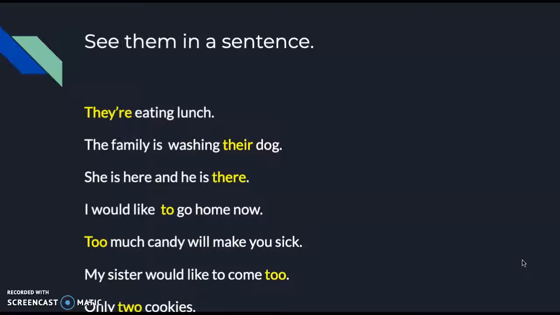The other is my sister would like to come too, as well. The other use of this too is as well. So my sister would like to come too. We're also going to be using too. And lastly is the number 2. Only 2 cookies. We saw in that picture there were only 2 cookies, and we spell that T-W-O.